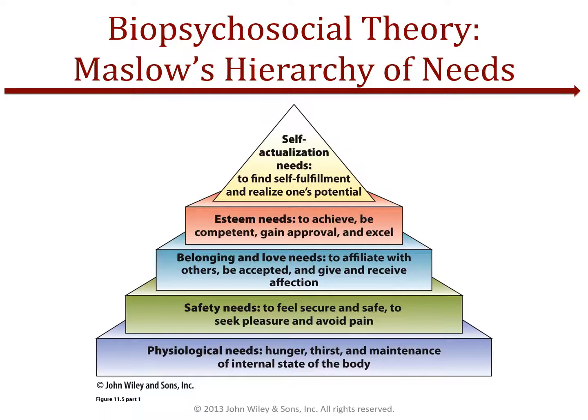Okay, but as you look on the slide, you can see where it starts. The bottom tier is talking about how we first have to get through the hunger and thirst, being able to keep our internal state of our bodies in check and keeping homeostasis. If we're able to do that, we'll move up to our safety needs. What are safety needs? Those things that are going to help keep us feeling safe, and help us look for pleasure and avoid pain.